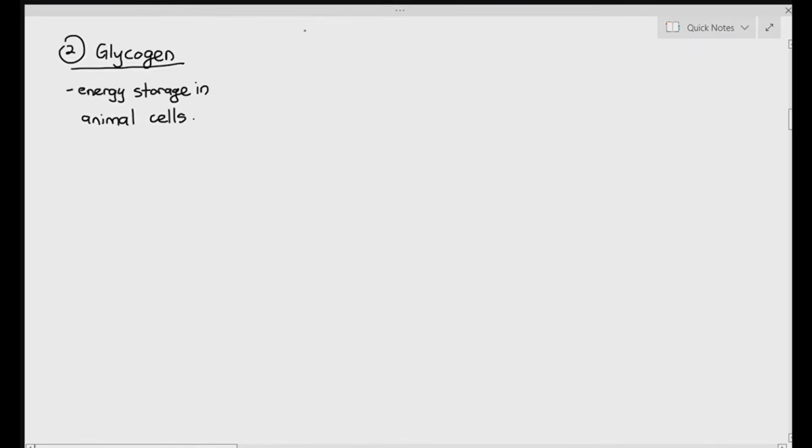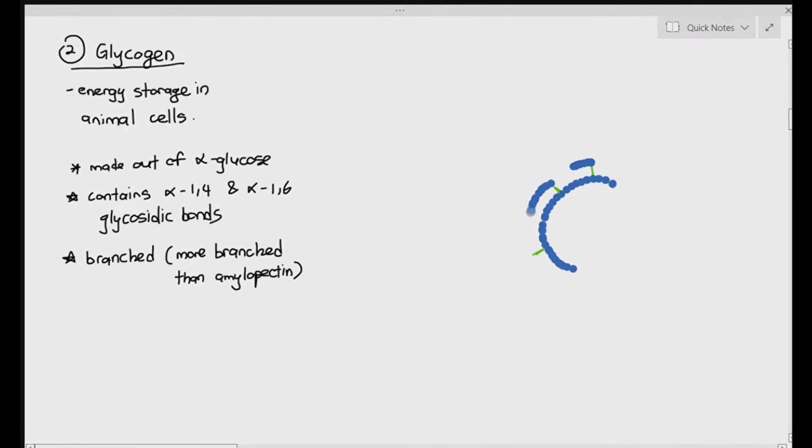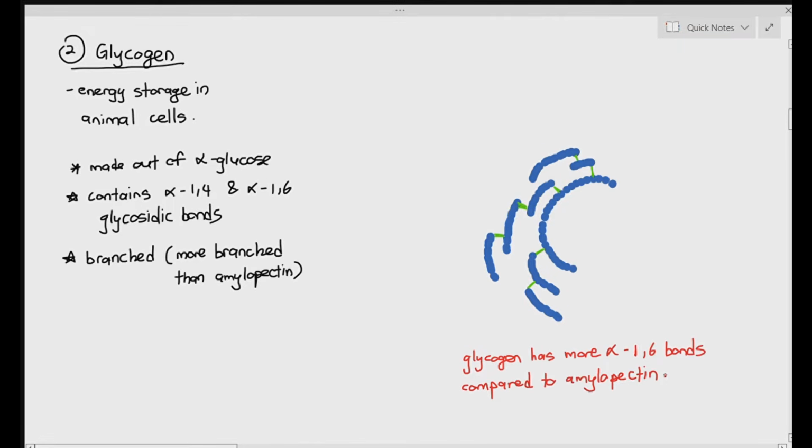Starch is an energy storage molecule in plant cells. Glycogen is an energy storage molecule in animal cells. In terms of structure, glycogen is again made up of alpha glucose molecules. It contains alpha 1,4 and also alpha 1,6 glycosidic bonds. So if you notice, it's kind of the same as amylopectin in plants. The main difference is, even though it's branched, it's just basically more branched than amylopectin. If a question asks you, what is the main difference between glycogen and amylopectin, you can say that glycogen contains more alpha 1,6 bonds because it's the alpha 1,6 bonds that cause it to be branched.